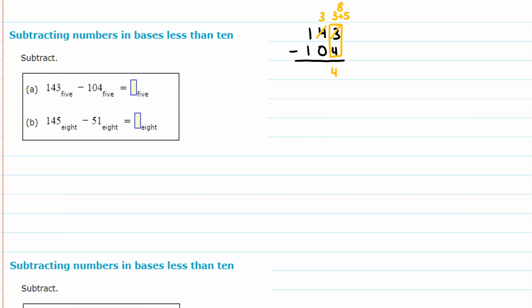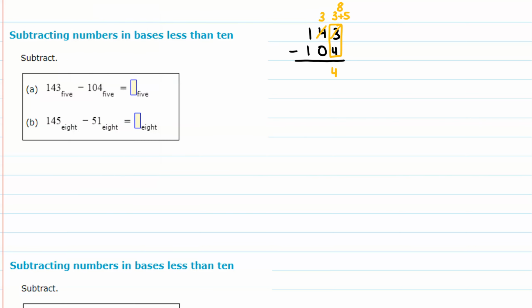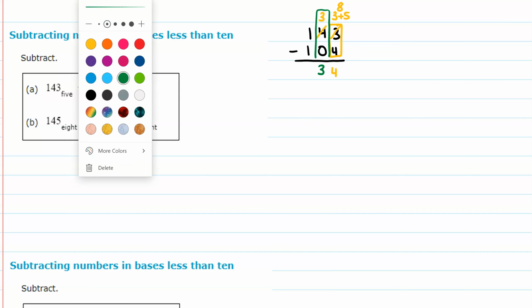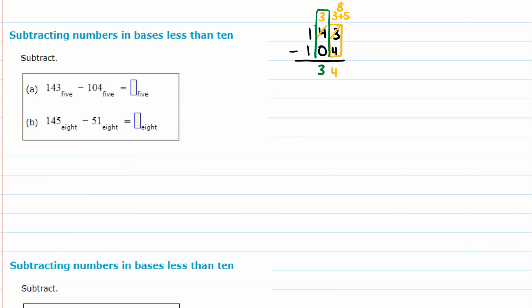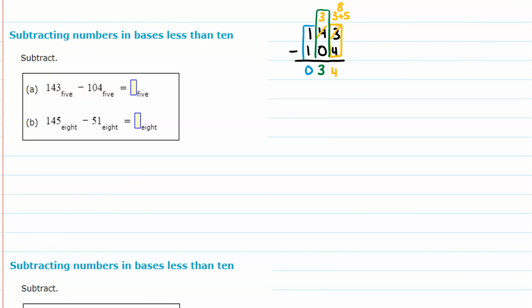Let's try it again. So 3 subtract 0 is 3. And then 1 subtract 1 is 0. So if I wanted you to perform, which I do, 143 minus 104 in base 5, you would say, oh, that's 34 in base 5.